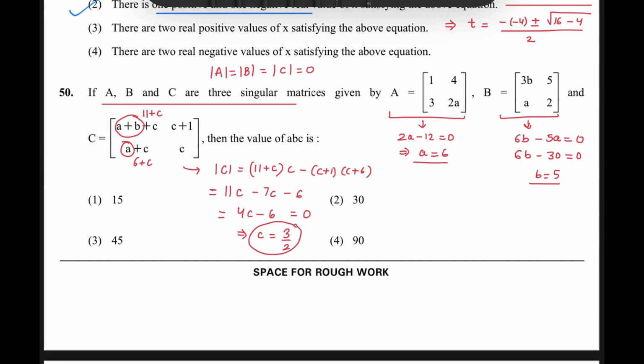So finally you have these three values. C equals 3 by 2, A equals 6, B equals 5. Now you have to find the value of ABC. He's asking you to find the value of ABC. What is A into B into C? So 6 into 5 into 3 by 2, which is 30 into 1.5, 45. So the correct option for this question is C, 45, right?